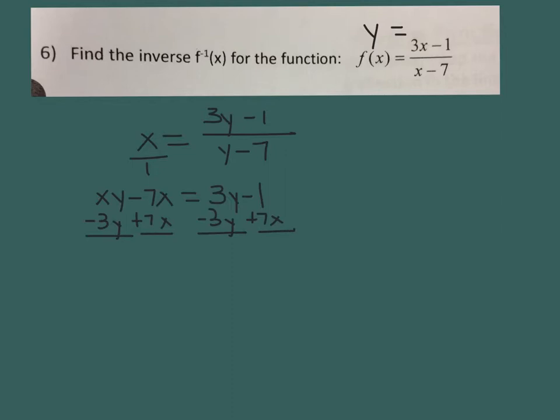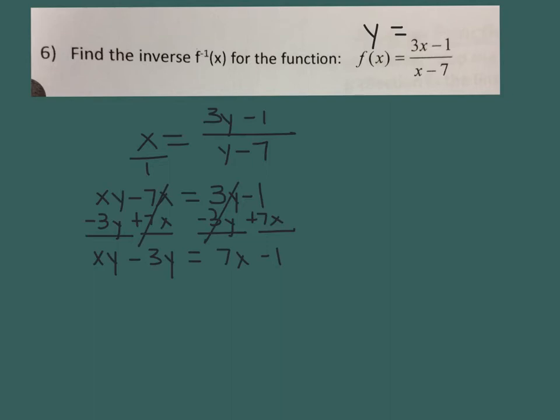So on the left, the negative 7x and positive 7x cancel. So I could bring down my xy minus 3y. And we cannot combine them because they are not like terms. This has an x in front of the y. This has a number in front of the y. And then on the right-hand side, 3y minus 3y cancels. So I'm left with 7x minus 1, which if you wrote as negative 1 plus 7x, that's okay as well.